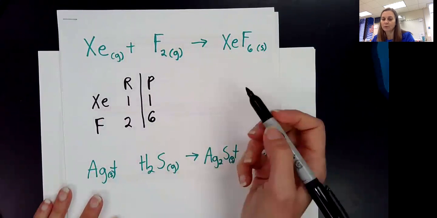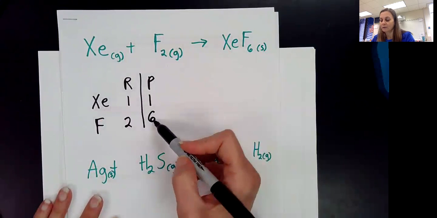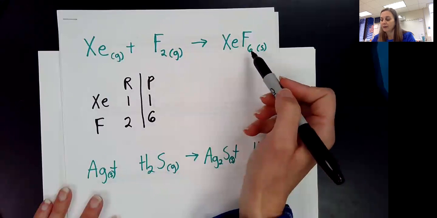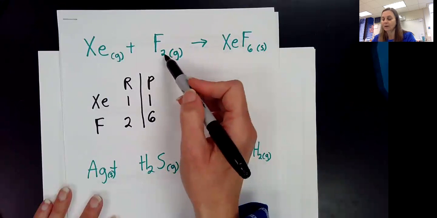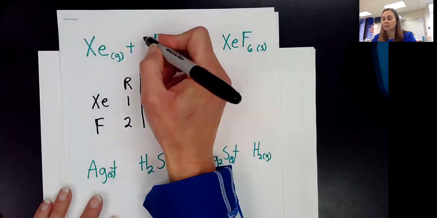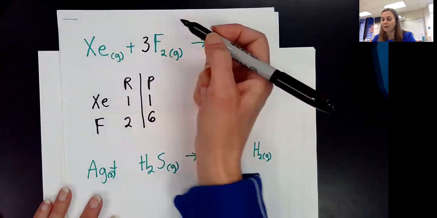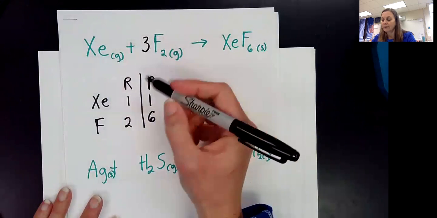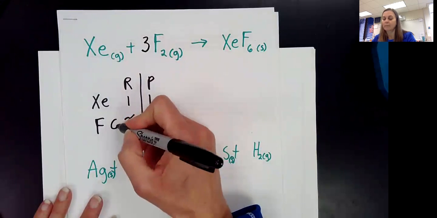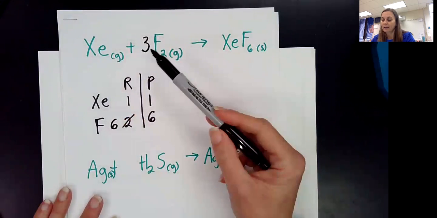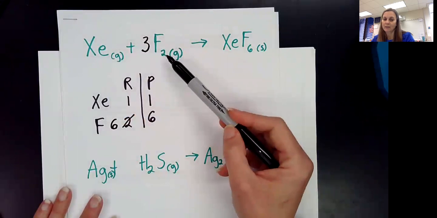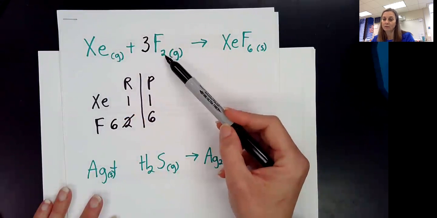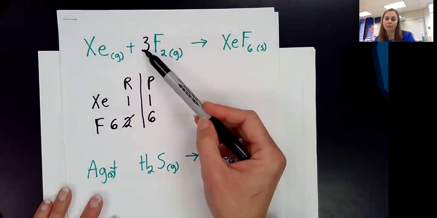And this one's pretty simple and straightforward. I have 6 fluorines on the product side. I need to have 6 fluorines on the reactant side. So I'm just going to put a 3 here. Now I have 3 times 2. That gives me 6 fluorine. Now remember that we cannot change that subscript. We have to keep that as a 2 because fluorine is a diatomic molecule and we have 3 of that whole molecule.